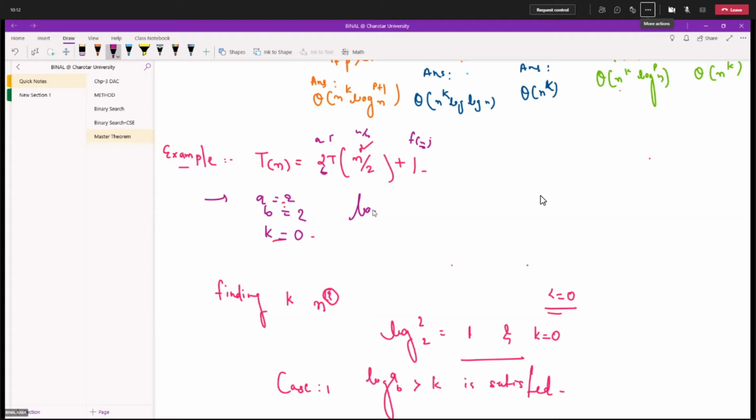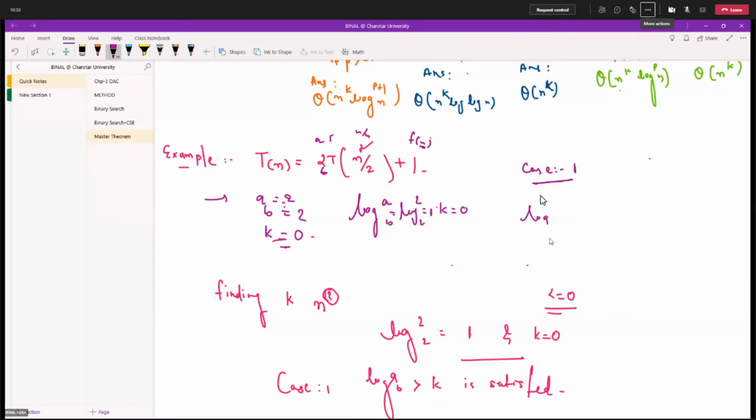So let's understand what we have to find. We have to find two values, log a base b and k. So k is directly 0 because there is no value in the power of n. Now what is log a base b? Log 2 base 2, what is the value for that? 1. So which case is satisfied over here? Case 1, right?